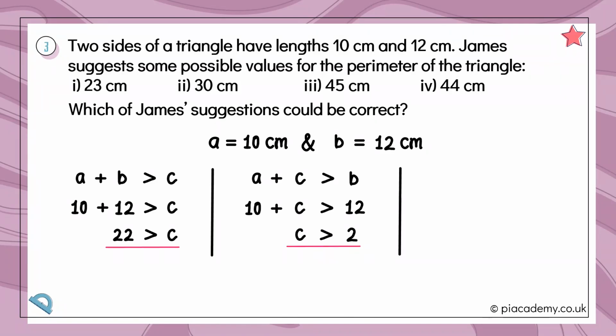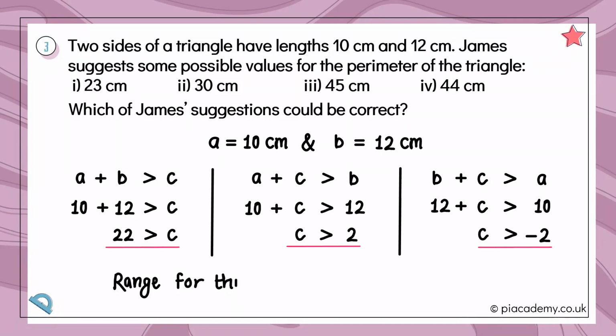The third observation that we can have is B plus C should be more than A. So 12 plus C should be more than 10. That is why C should be more than -2. Combining the three observations, we can get the range of the values of C, that is the third side, is between 2 and 22. Now you might be wondering where exactly did the third observation go away?